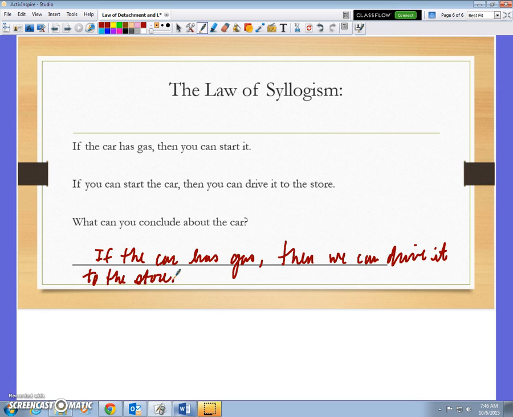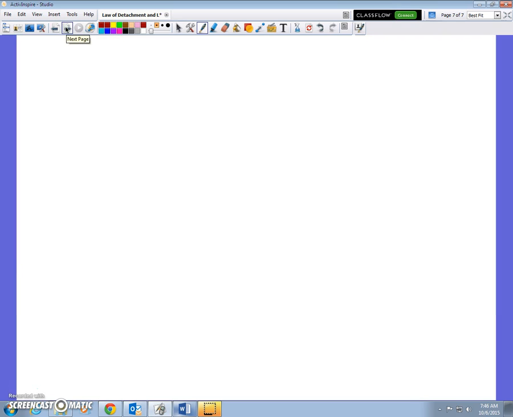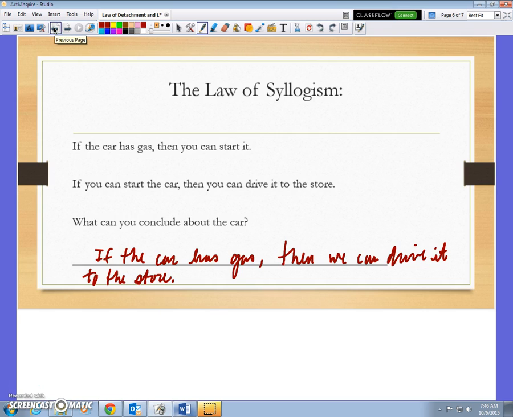All right, the law of syllogism. It's kind of similar to the transitive property, though not the same. I only have one example of the law of syllogism, but I think you get the idea. If the car has gas, then you can start it. That means if the car has gas, then you can drive it to the store.